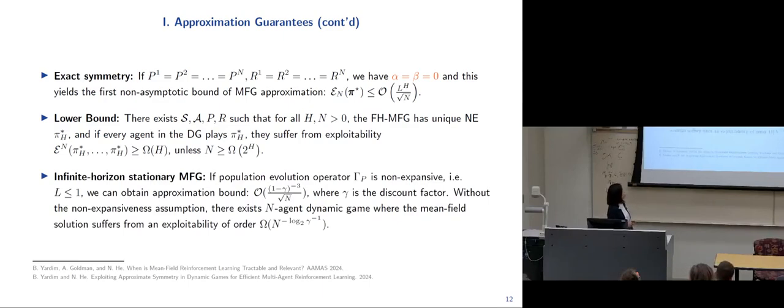For those of you who are more interested in the infinite horizon stationary setting, we can show similarly that if the population evolution operator is non-expansive, then we have an approximation upper bound which scales cubically in the effective horizon, aligned with the finite horizon setting. And if we don't have this non-expansiveness assumption, then the exploitability can, in the worst case, be super slow, converging very slowly as n goes to infinity.